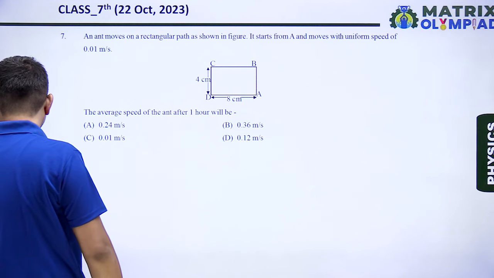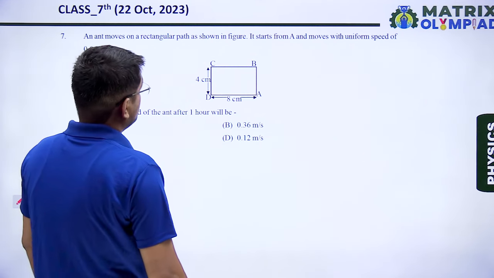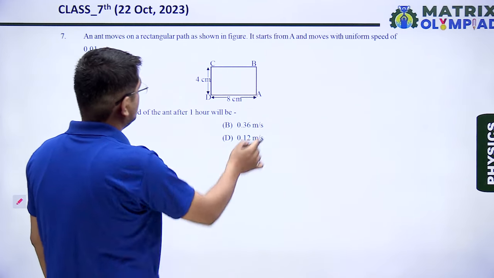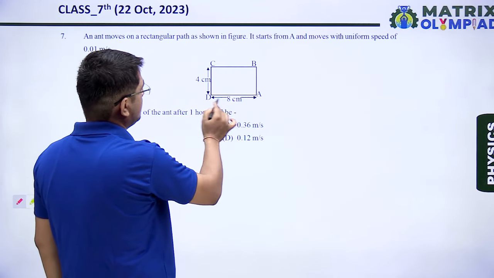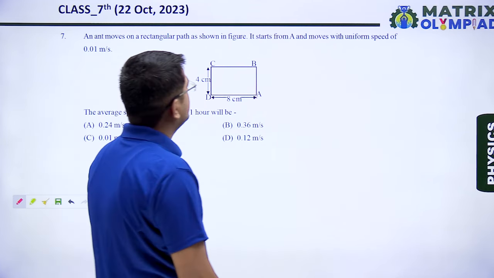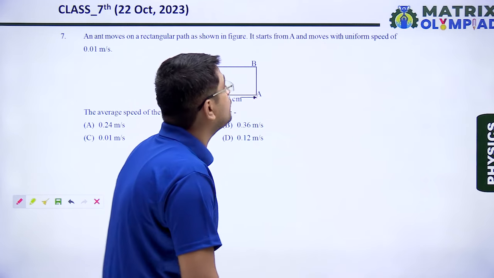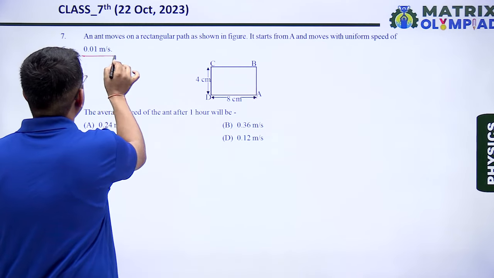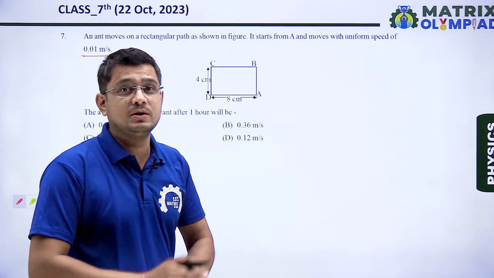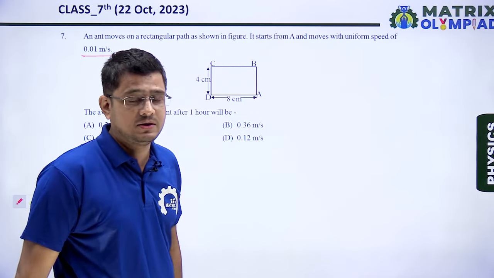Next, question number 7. In question number 7, it is said an ant moves on a rectangular path shown in the figure. In this rectangular path, this distance is 8 cm and this DC is 4 cm. It starts from A and moves with a uniform speed of 0.01 meter per second. That means the ant is moving with uniform speed. It does not change its speed.